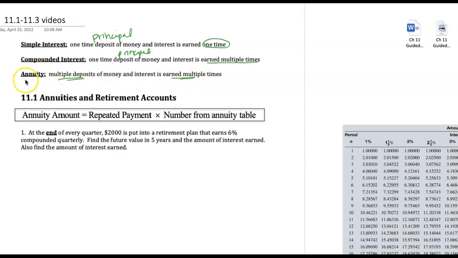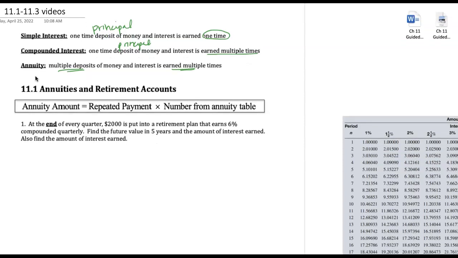This is typically how a lot of people would save for retirement. Not a lot of people would have $10,000 that they could just put into an account and leave it to sit there for 30 years. But what people could do is they use an annuity and they say, I'm going to save $200 every month. And every month I'm going to put $200 in the bank, and that $200 will earn interest, and over the course of 30 years, it will become a much larger sum. Let's take a look at some annuities.